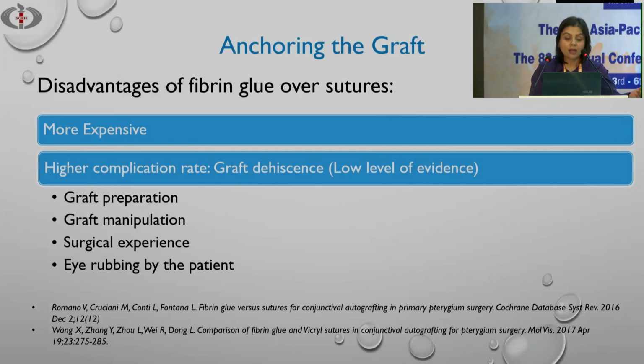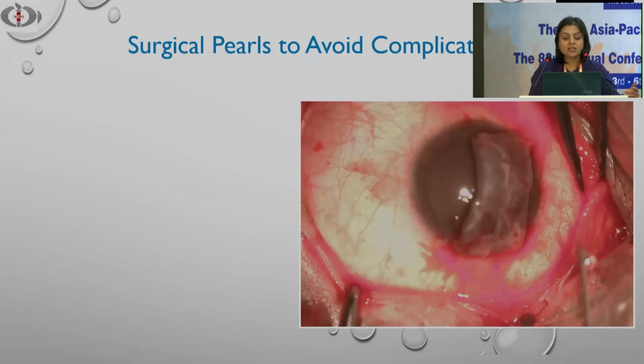The major one is, of course, all of us know that it is much more expensive. There is again a low level of evidence to suggest that there might be higher chance of graft dehiscence, but we need to understand that graft dehiscence is dependent on various factors: how we prepare the graft, the manipulation of the graft, the surgical expertise, and how we have counseled our patients post-operatively as well. So at this point, I'll just share a few of the tips to avoid this complication of graft dehiscence, and a few things that we can do when we are using fibrin glue.